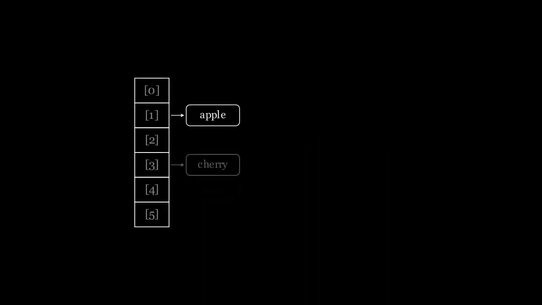A hash table stores key-value pairs in an array of buckets. When you insert a key like apple, a hash function turns it into a number, let's say 1, and apple goes into bucket 1. Looking it up later? Same hash function, same bucket. No searching. That's why it's average constant time, regardless of how many items are in the table.